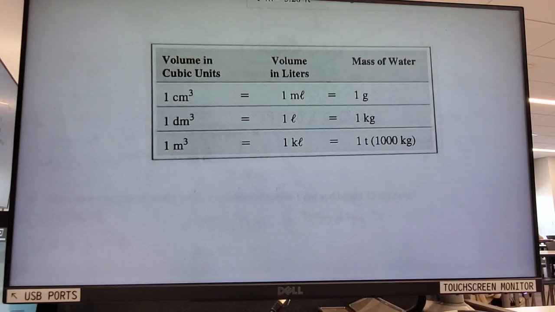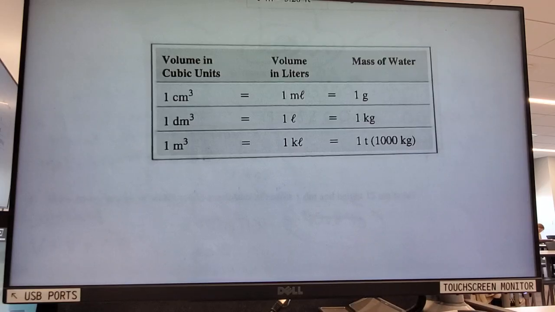So this only works for pure water. If I have water that has impurities in it, that could also affect this. But you guys kind of with me? Just to let you know, that's why I say specifically water. If it's some other liquid, you don't know. You need more information.